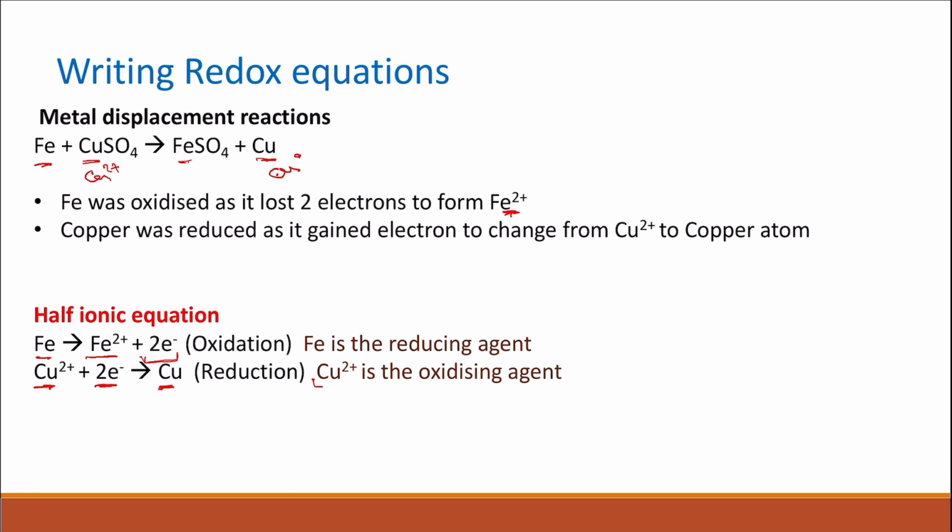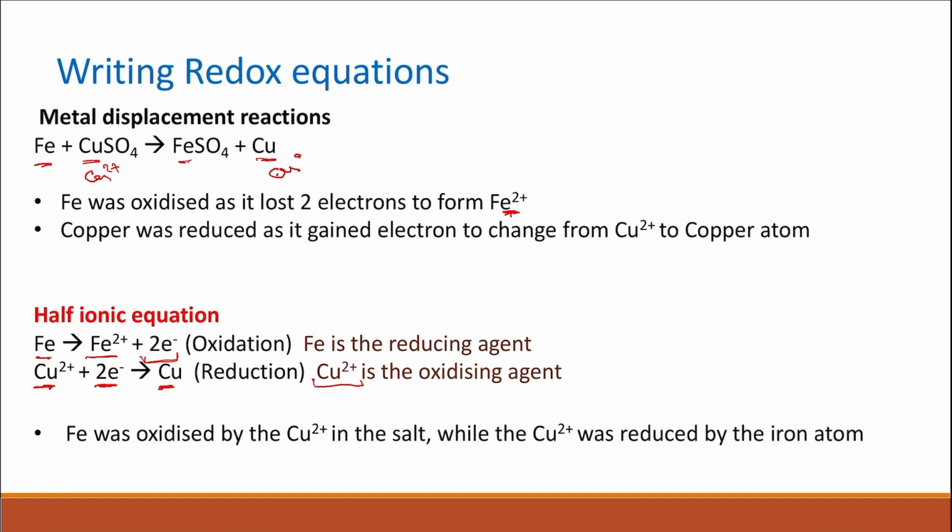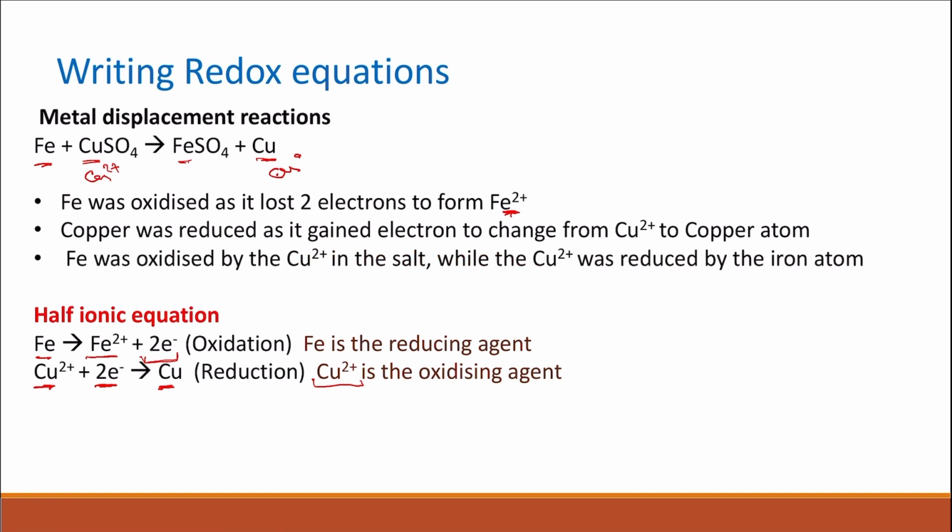Now the copper ion is the oxidizing agent because the copper ion is the one that was reduced. So it's called the oxidizing agent. Iron was oxidized by the copper 2 plus, or the copper ion in the salt, and the copper 2 plus was reduced by the iron atoms. And now we can write the ionic equation.